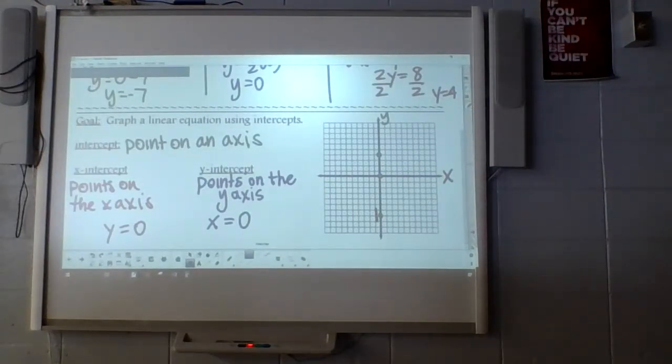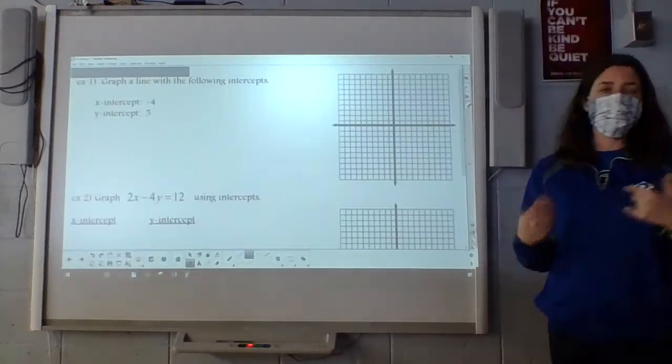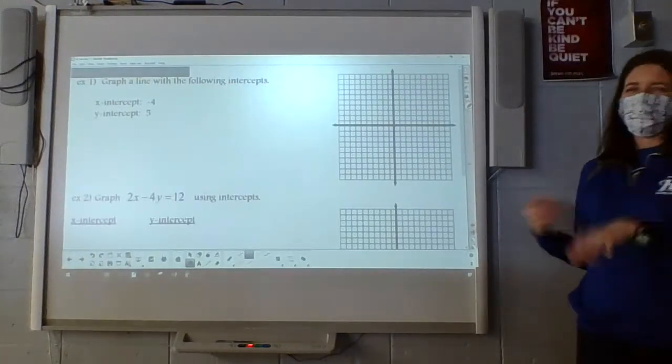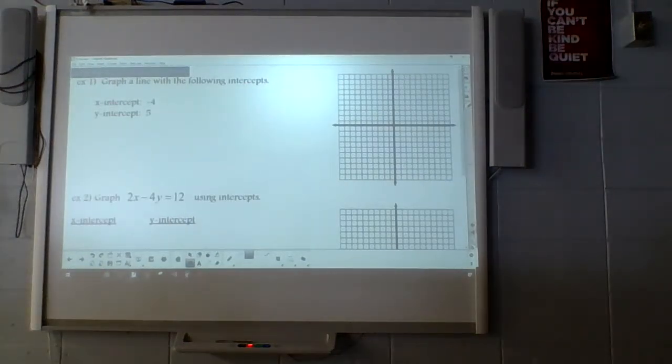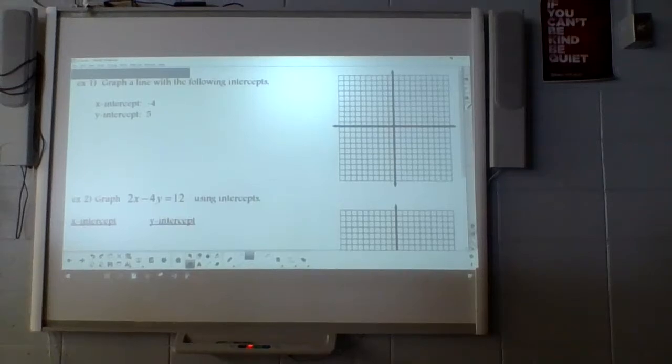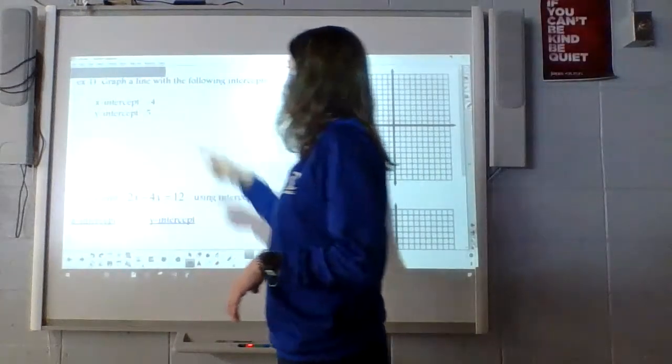We're going to find each of the intercepts, and then we'll be able to graph the line. You're going to see today that some problems are really, really nice for this, and then others are a little bit of a pain, and we'll kind of see some of those. I won't give you too many of them because they're annoying when they don't work out nicely. So it says graph a line with the following intercepts.